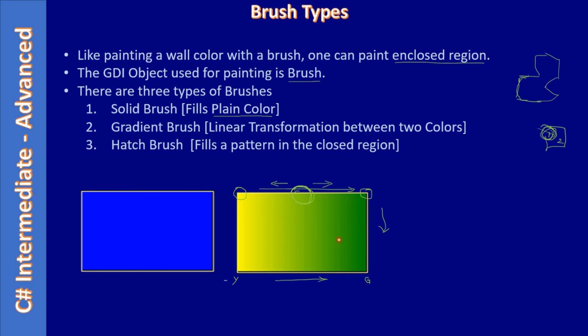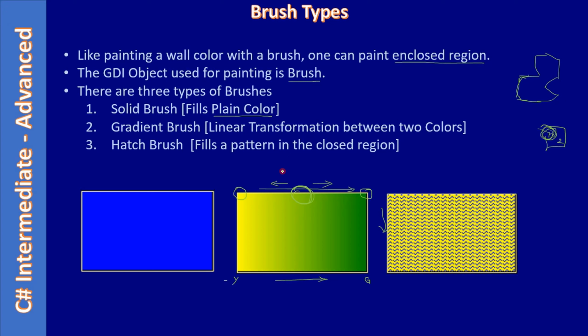Next comes the hatch brush. It fills a pattern in a closed region. Brush simply means it paints the closed region, so the pattern brush, or hatch brush, fills a pattern. For example, here the pattern is wave. So the wave pattern is filled inside this closed region.